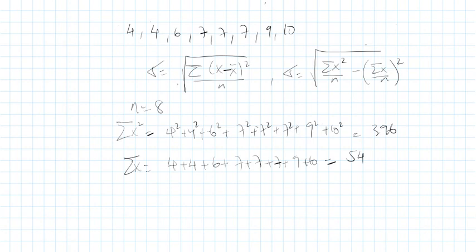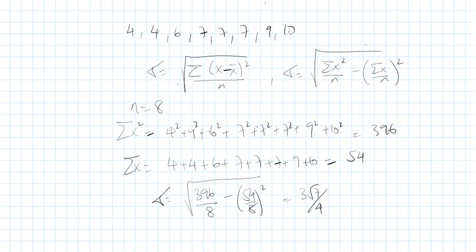So we have the sum of x squared, we have the sum of x. Now you just plug into the formula. So it's the root of 396 divided by n, which is 8, minus 54 over 8, squared, and that gives you 3 root 7 divided by 4 if you do it on your GDC.